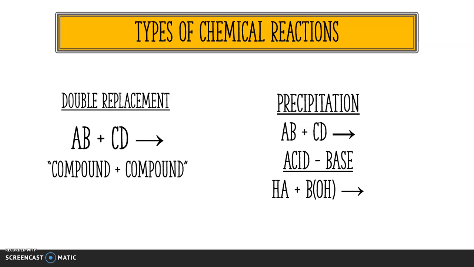Acid-base reactions require an acid and a base. And for this class, we're going to qualify an acid as a compound that always starts with H, and a base as a compound that always ends in OH. So in other words, when you're looking at your compound plus compound reaction, if one compound starts with H and the other compound ends with OH, it's automatically acid-base. If you don't hit those two criteria, your reaction is precipitation.